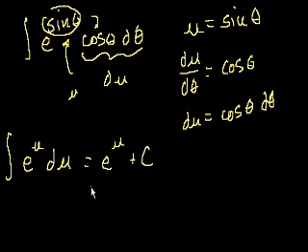Once again, this is an indefinite integral. And then we just reverse the substitution. What was u? u was equal to sine of theta. So this is equal to e to the sine of theta plus c. And there you have it.